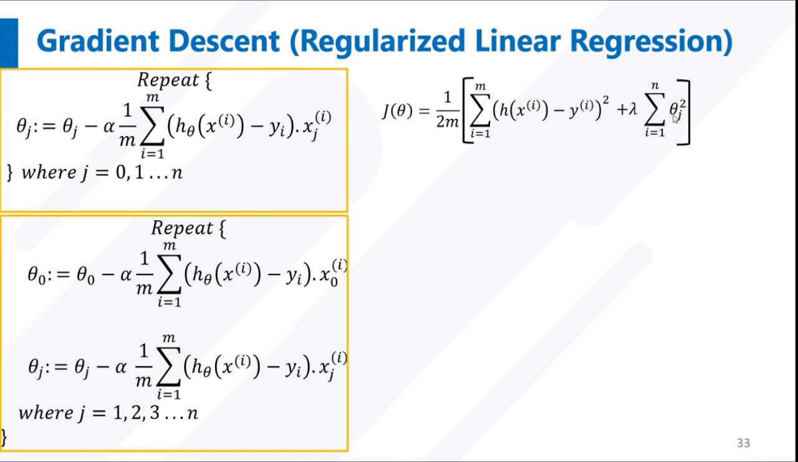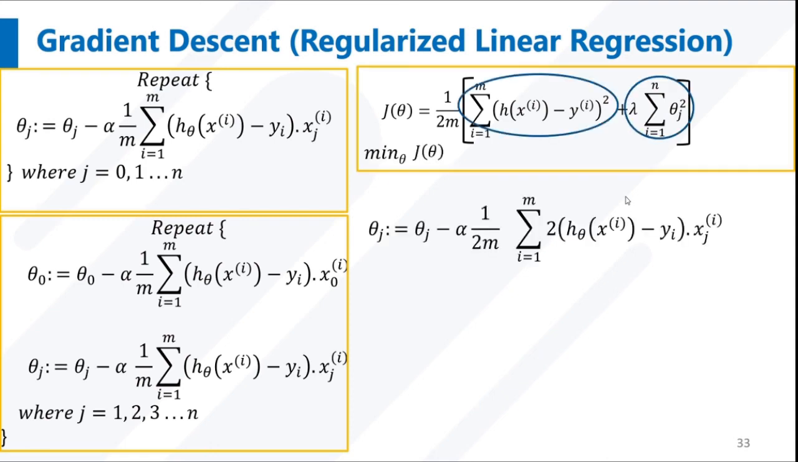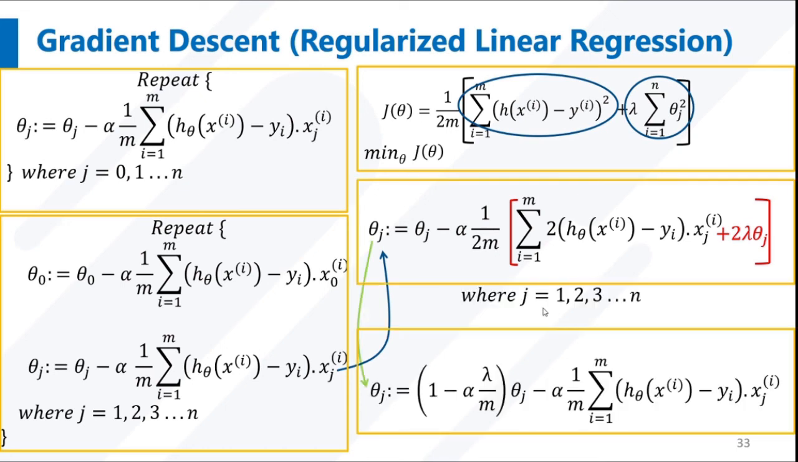And if you differentiate this term with respect to a certain theta j, it will be twice lambda theta j. So with the previous equation, we will add just a term 2 lambda theta j. So this is our new equation, and the new term is just 2 lambda theta j. That's why, if you simplify this equation, it will be like this.